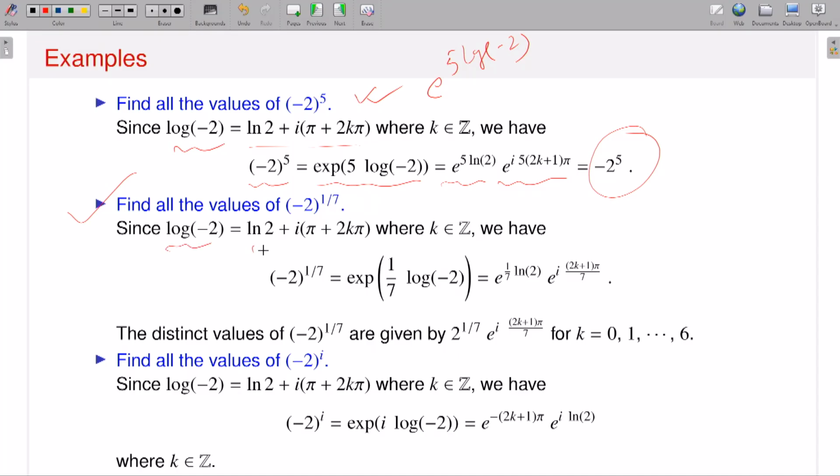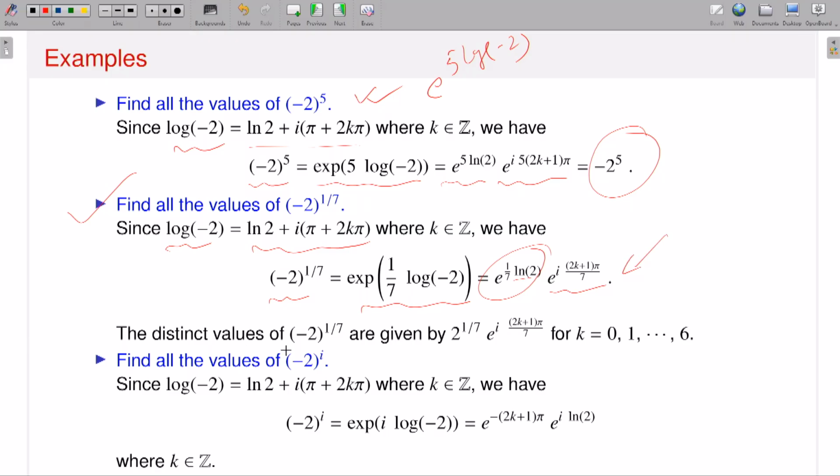So log of minus 2 is okay as it is: ln 2 plus i times pi plus 2k pi. Minus 2 to the power 1 by 7, by definition, is this one. So this part you just forget about, it will always be single valued, since you are dealing with real logarithm. But it will have e to the power i times (2k plus 1) divided by 7 pi. If k runs from 0 up to 6, it will have that many distinct values, because if I take k equal to 7, it will repeat the value for k equal to 0. So therefore it will have finitely many values.